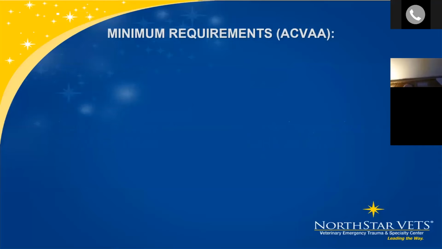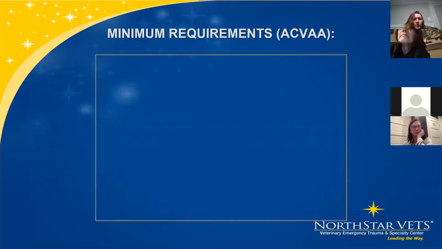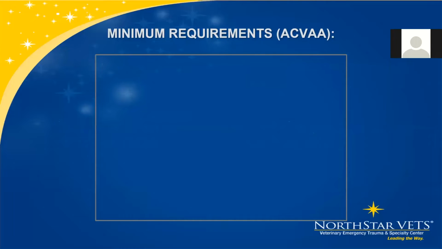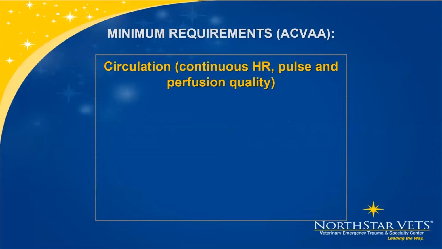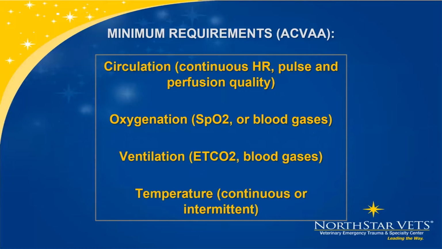We'll start with the ACVAA requirements, and these are considered to be the minimum standards that should be monitored for patients that are under general anesthesia in order to keep them as safe as possible. So first is circulation, in which we should keep in mind a continuous assessment of a patient's heart rate, its pulse and perfusion quality. Next is oxygenation. Next is ventilation, and then finally temperature monitoring.